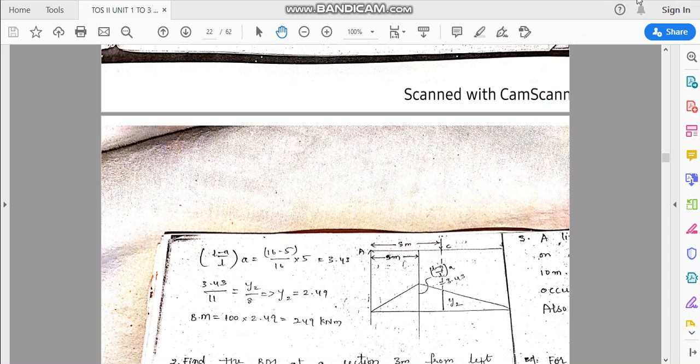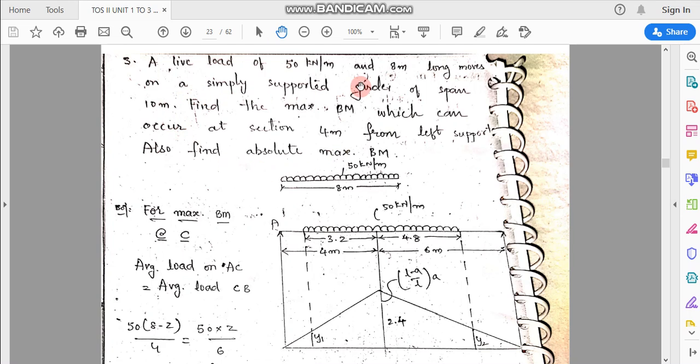Okay, so we'll go for the next problem, that is a live load of 50 kilonewton per meter and 8 meter long moves on a simply supported girder of span 10 meters. Find the maximum bending moment which can occur at a section 4 meters from left support. Also find absolute maximum bending moment. Again in this case, we have to place the load and calculate the maximum bending moment value. We don't know where we have to place the load to get the maximum bending moment at 4 meters. We have to place the load in such a way that we should get maximum bending moment at 4 meters.